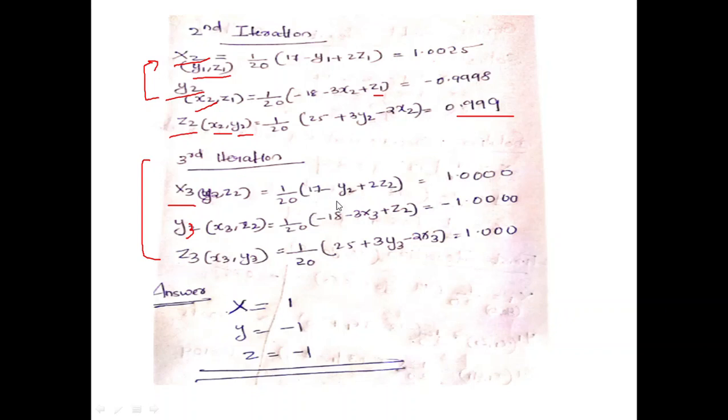Simply putting in the values: y2, we have found, is 0.998. So we put it in the calculator, and z2 as 0.99, and finally we will get this value. So after this third iteration, we will get the values x as 1, y as minus 1, z as 1. So this is the solution. Okay, so this is the Gauss-Seidel iteration method. Thank you.